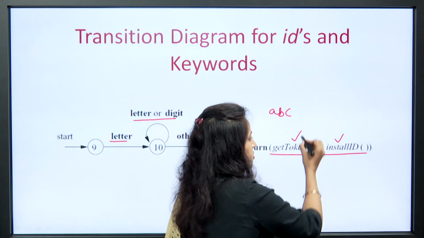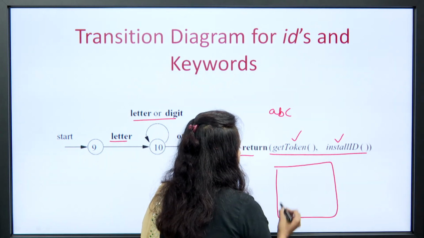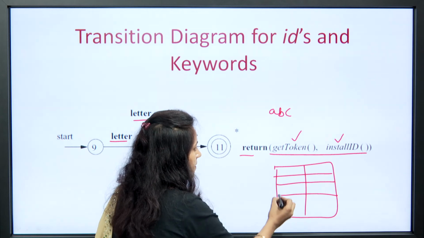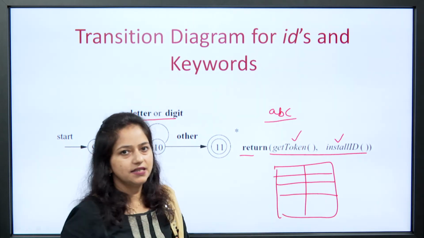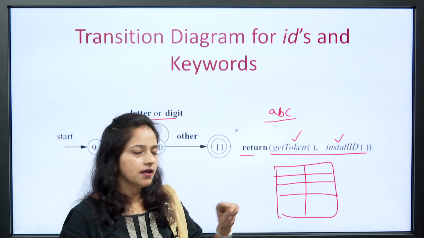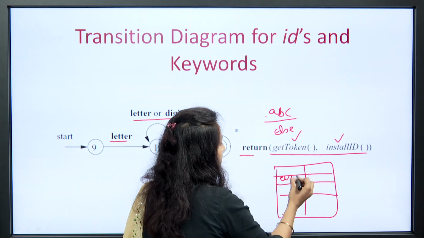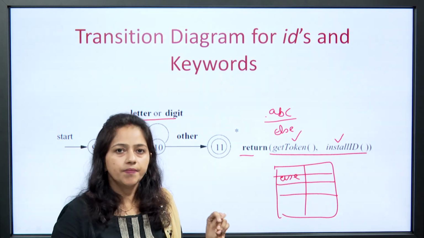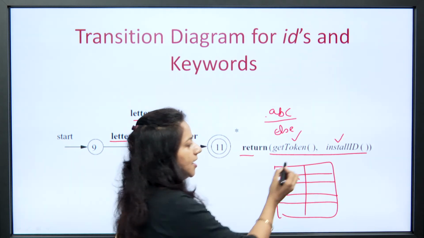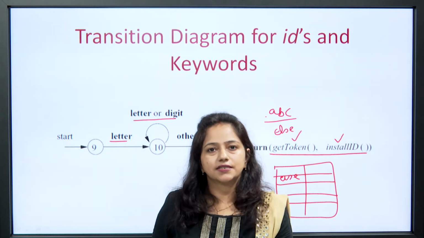Here we have two functions, install ID and get token. Install ID is a function that checks the symbol table, whether there is an entry in the symbol table for this particular lexeme or not. If it is there, it will return a pointer to that particular entry. Suppose this is a keyword and it is already there in the table, then it will return the pointer to that entry. If it is not in the symbol table, then it will create its entry and return the pointer to that entry. And the get token function generates the token based on the lexeme.